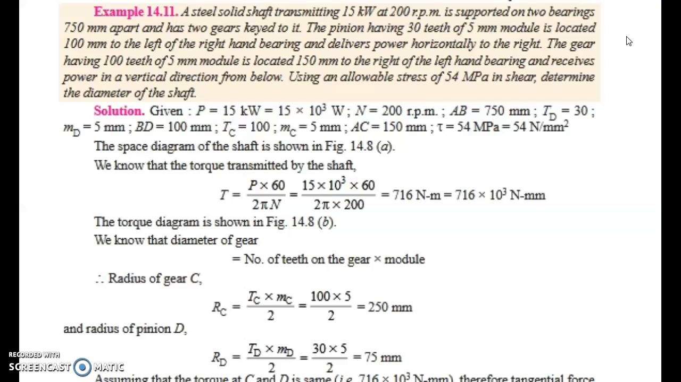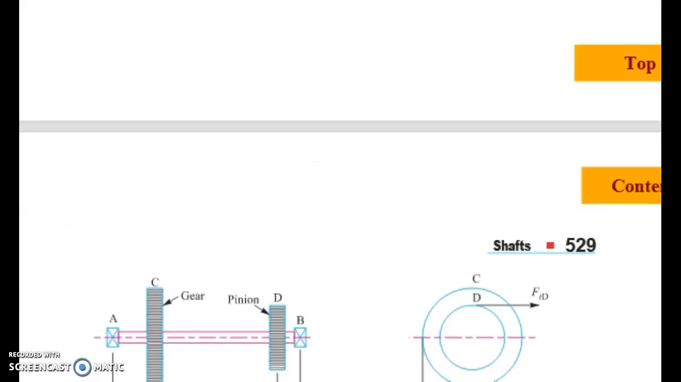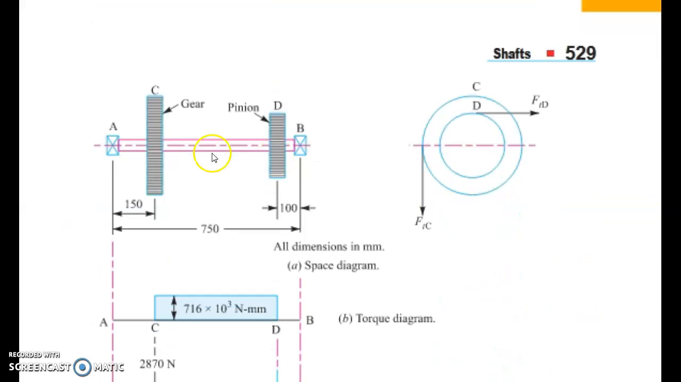So, in this question they have given that between two bearings, one shaft is located. On that shaft, two gears are attached. So, first of all, we can draw the space diagram. The space diagram will be like this. We have two bearings A and B and we have two gears.